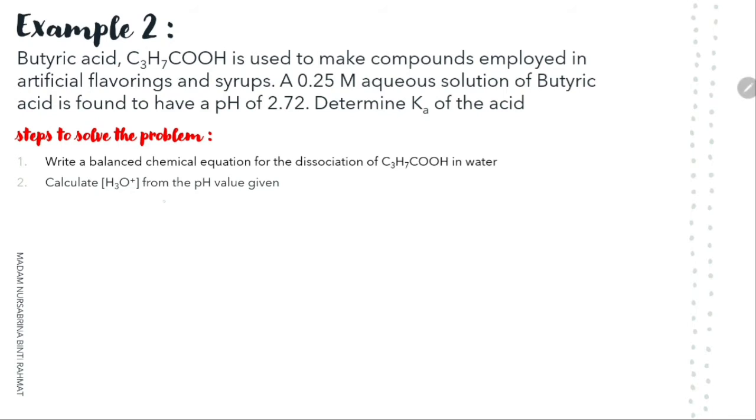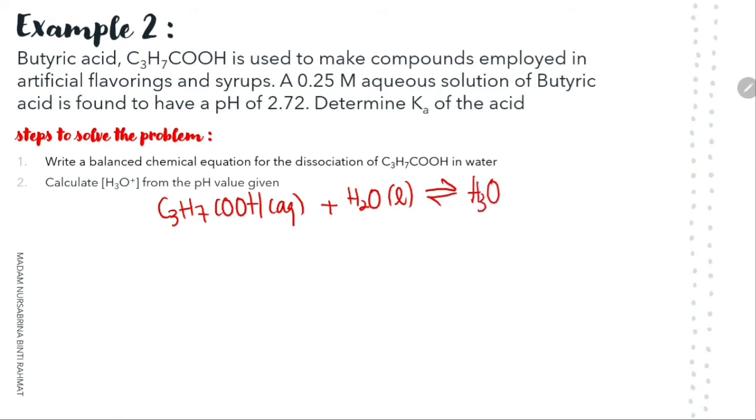C3H7COOH aqueous will dissociate in water partially because it's a weak acid. So that means you need to use the reversible arrow. And this is an acid, so it will turn the water molecules into H3O plus. And this weak acid will lose that H plus, forming C3H7COO minus. So this H is eliminated and transferred to H2O, so it becomes H3O plus and this one.